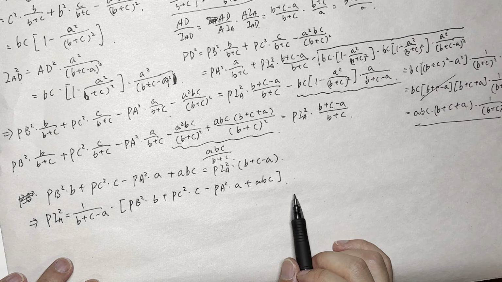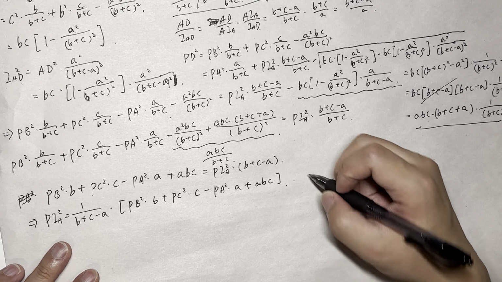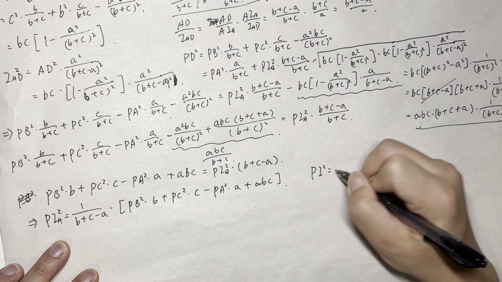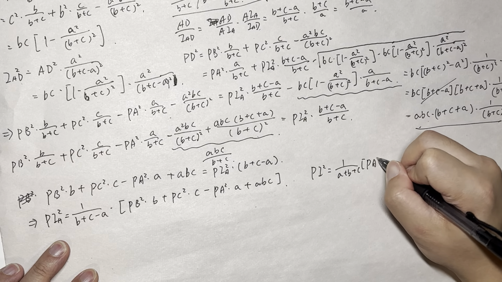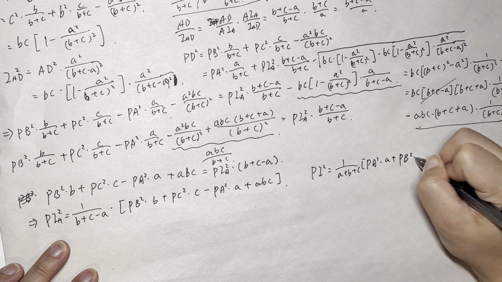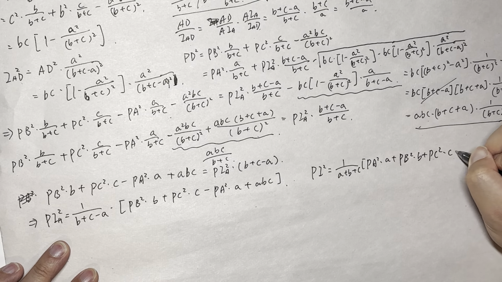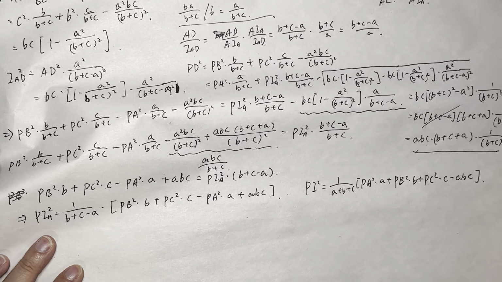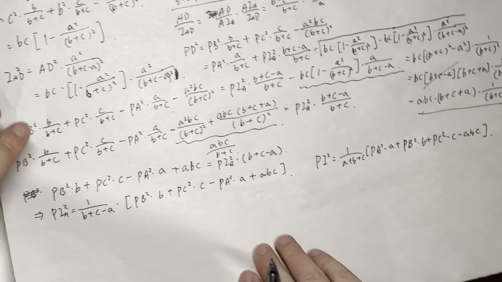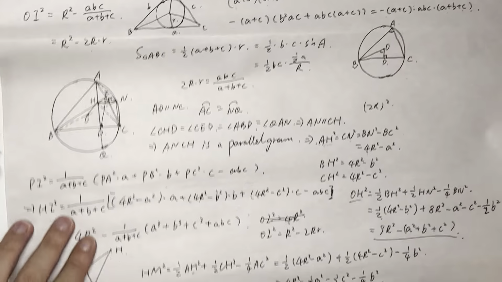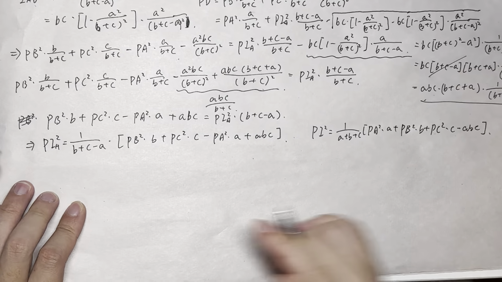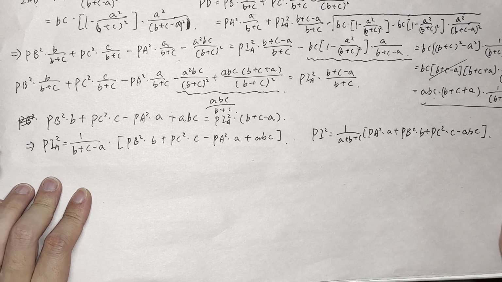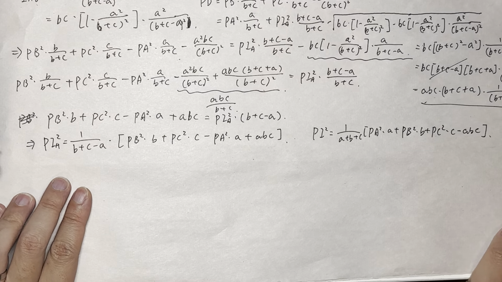It's very interesting, right? If we remember that PI squared equals 1 over A plus B plus C times PA squared times A plus PB squared times B plus PC squared times C minus ABC. Right, it's actually here. Just look at the two formulas we derived, how close they are.